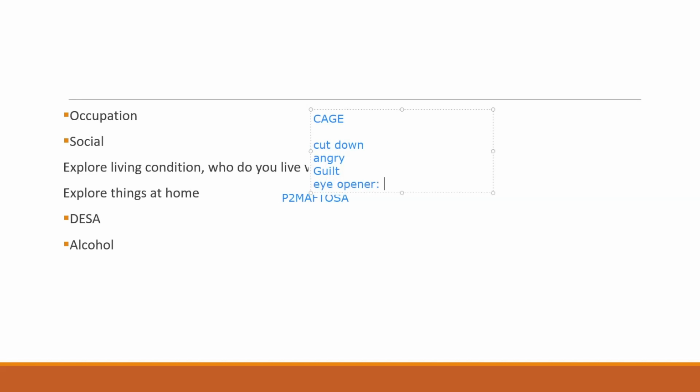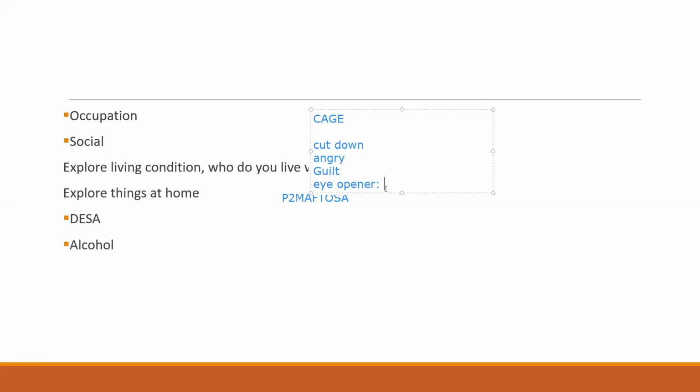How do we ask this? Do you need a drink first thing in the morning to stay alert? Do you wake up and drink? So these are the questions you would ask if you suspect your patient is drinking too much alcohol. Then you can CAGE them, and if you get a positive result, you have to counsel them on that.